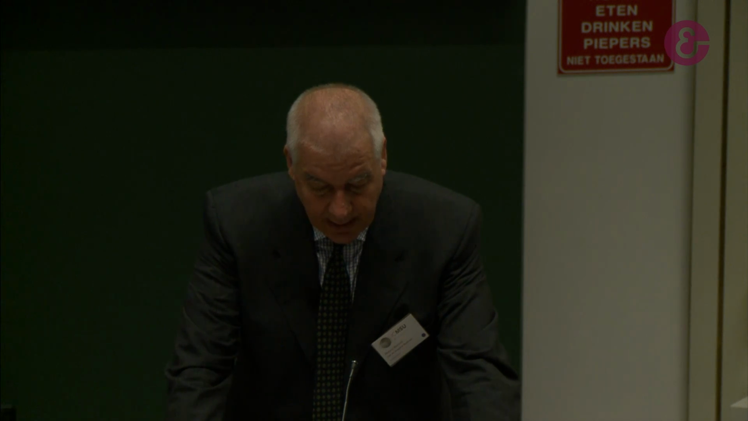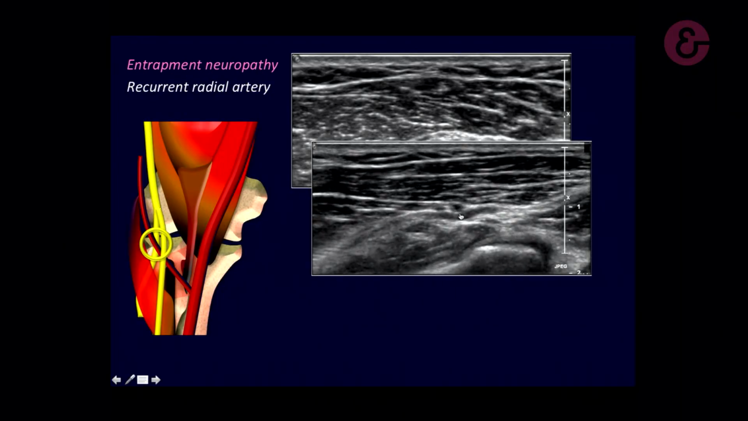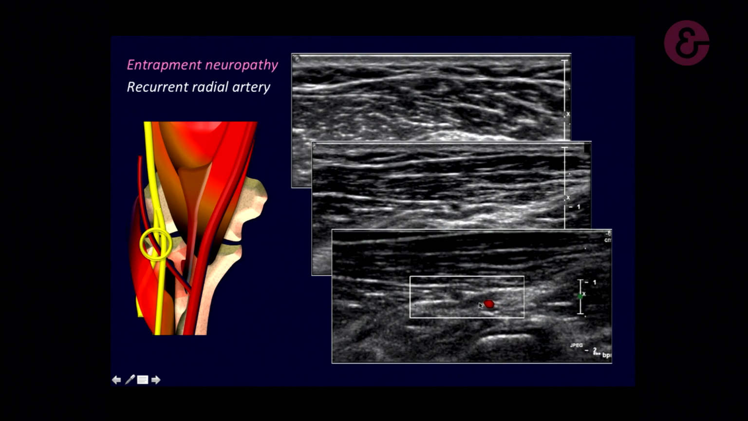The nerve cut in the longitudinal, the artery cut in the axial. And this is the color Doppler. You can see one artery here, two arteries here, and the nerve which is compressed.